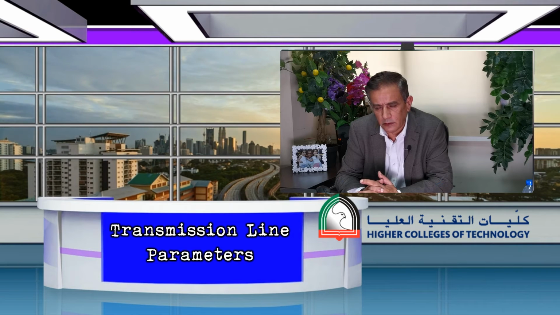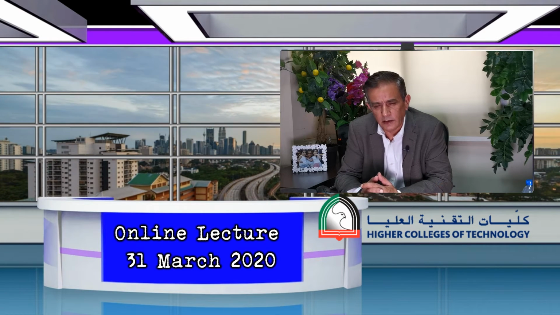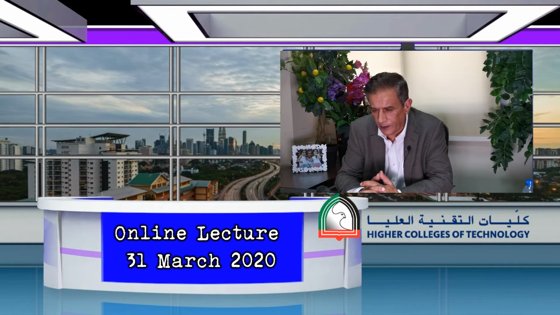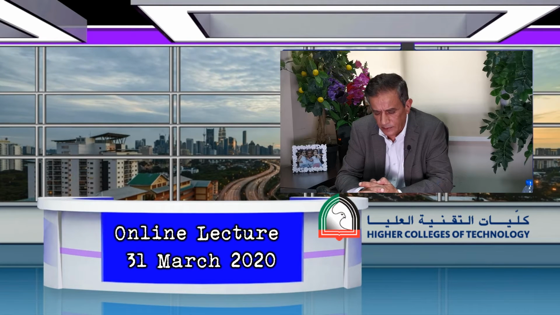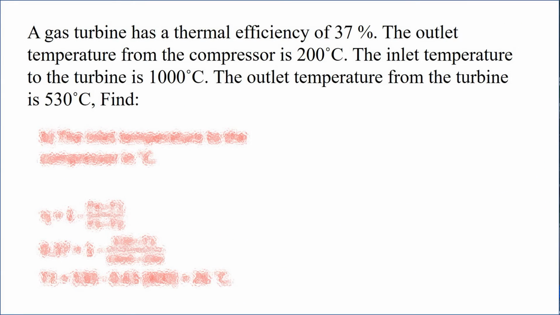So please try to understand the physical meaning of each parameter, so that even if there are tricks in the question, you will be able to solve them. Now I will answer the question, and after that we'll see how we will do these things. This is the question that was in the exam. Information given are outlet temperature from compressor, inlet temperature to the turbine.